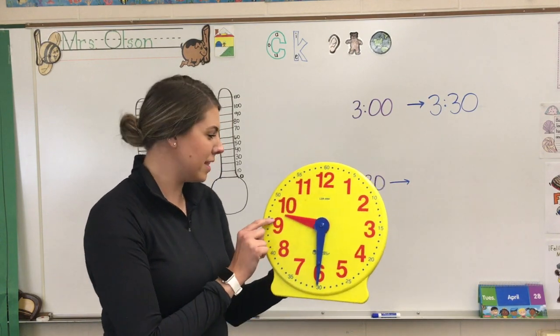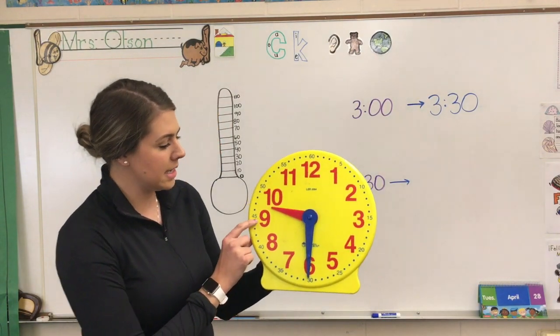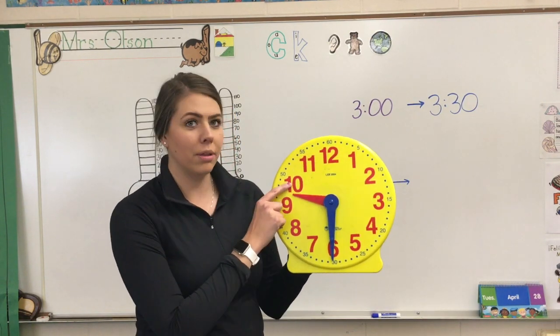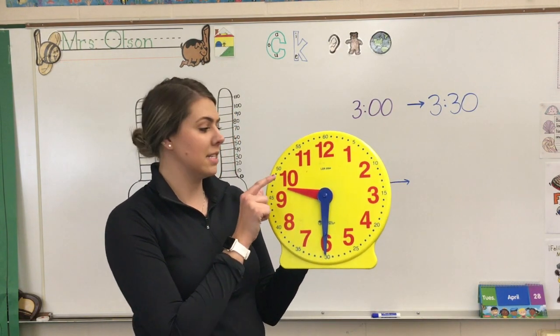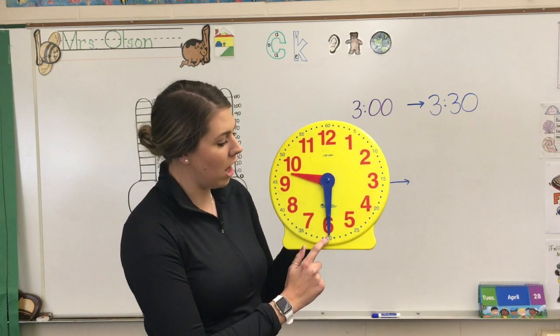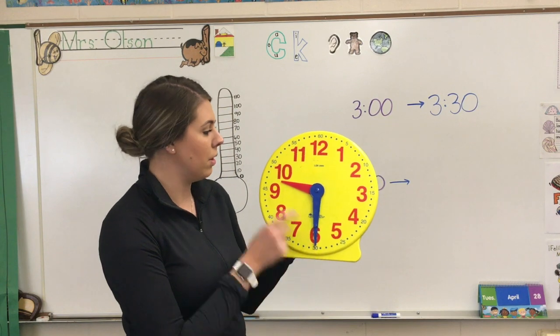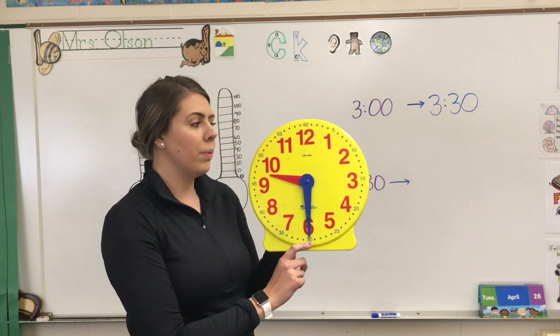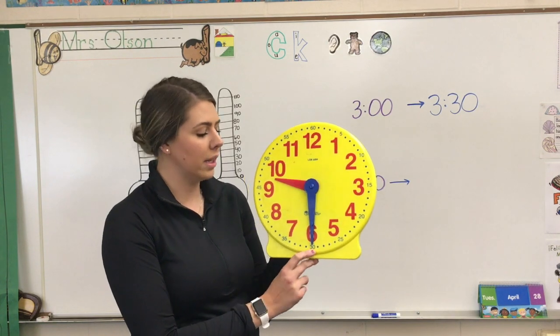All right, and if we move to the next clock there, we can see that the hour hand is between the 9 and the 10, and we know that means it's still 9 o'clock because it hasn't quite reached the 10. And we can see that our minute hand down here is right over the 6, so we know that this time is 9:30. And so we want to know, what is 1/2 hour later?